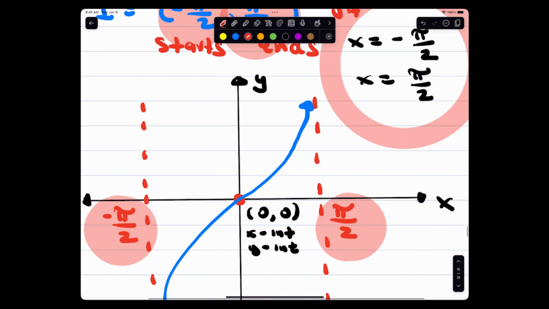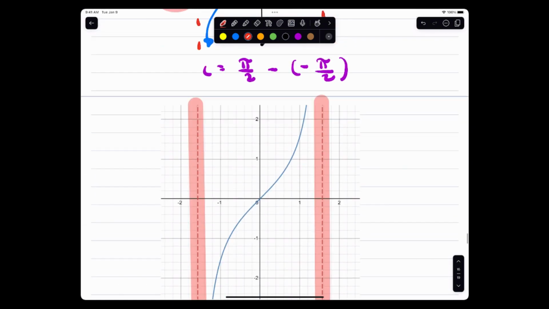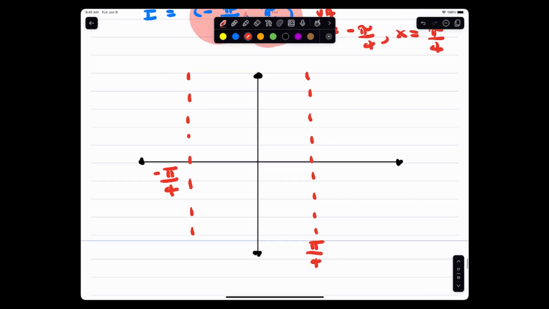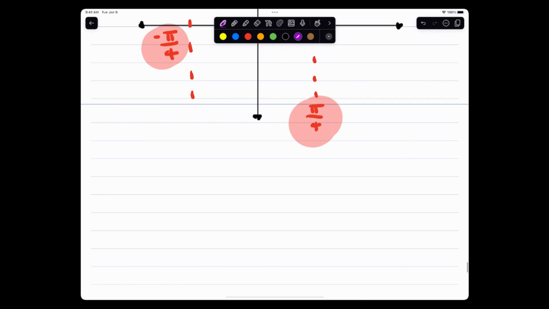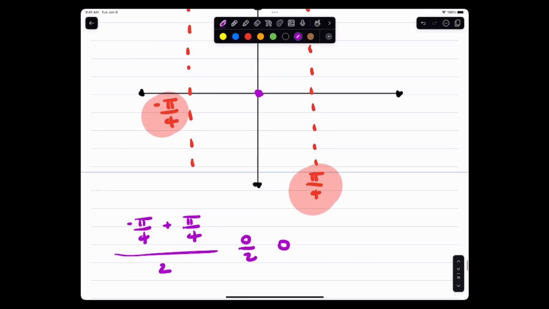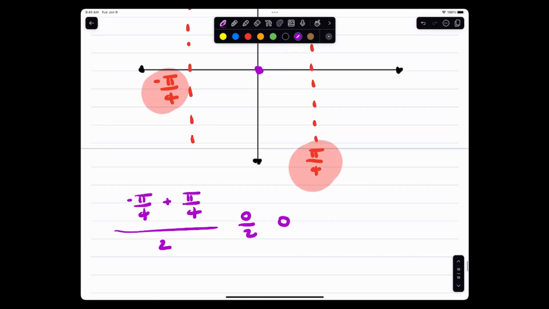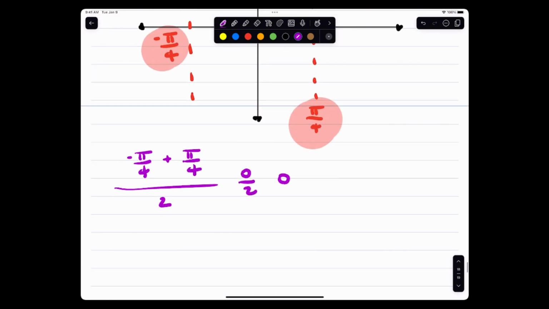Is that right? But if I noted this to you guys and said, hey, what's midway between these two lines, these two values here? That's going to be 0. And you say, well, how do I know what's midway? Isn't it negative pi over 4 plus pi over 4 divided by 2? Isn't that 0 over 2, which is going to be 0, ladies and gentlemen? So the point I'm making is, when they say, where is your x-intercept now? Because they're going to want you to find that.